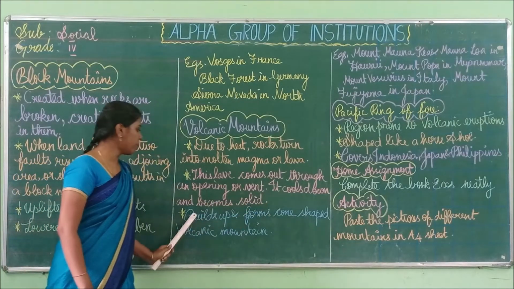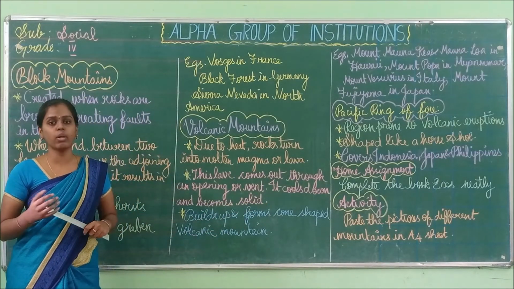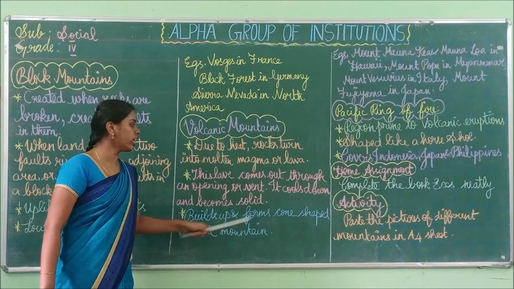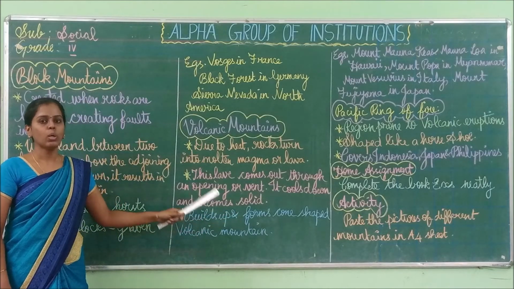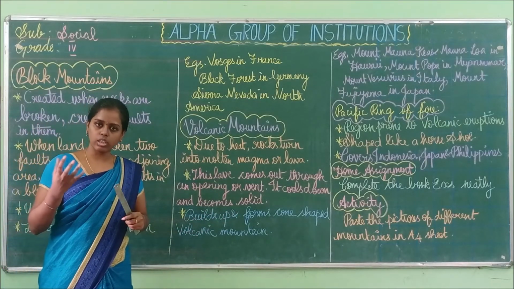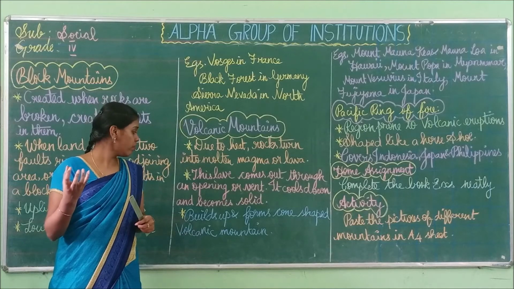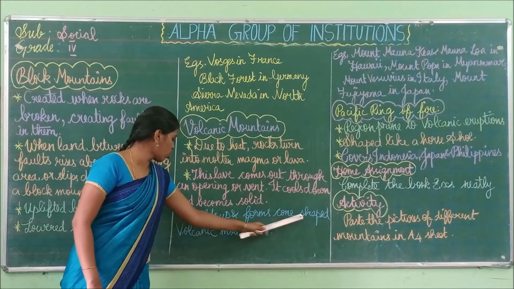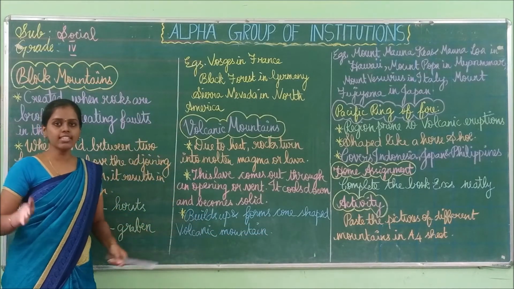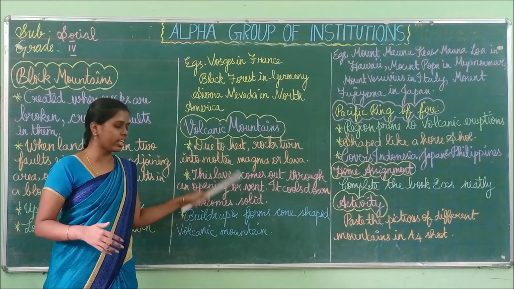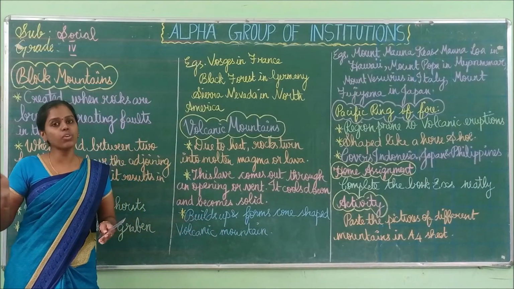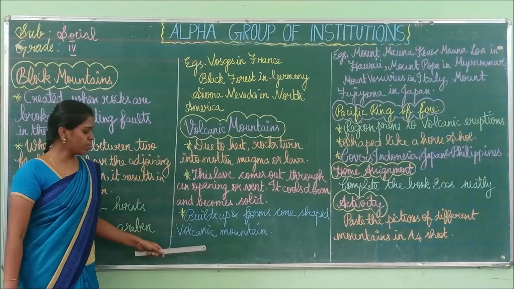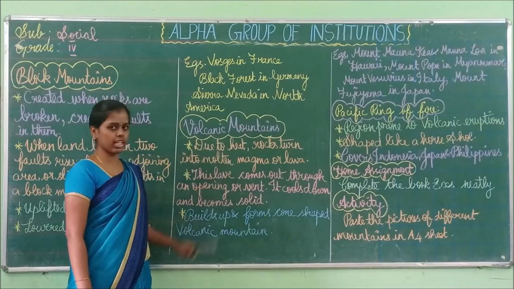It cools down and becomes solid after coming out. When this lava is cold, it becomes solid. This solid builds up and forms a cone-shaped volcanic mountain. Because of this repeated process, these solids will build up into a cone-shaped mountain. Those mountains are known as volcanic mountains.